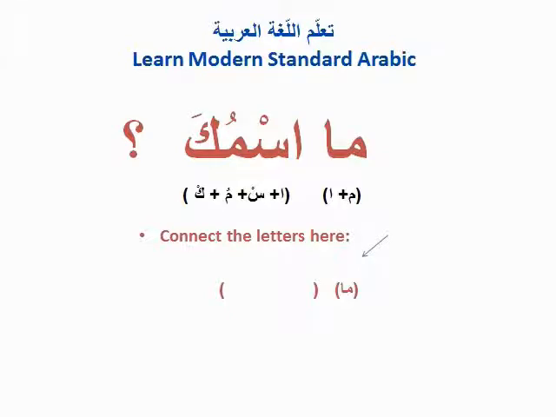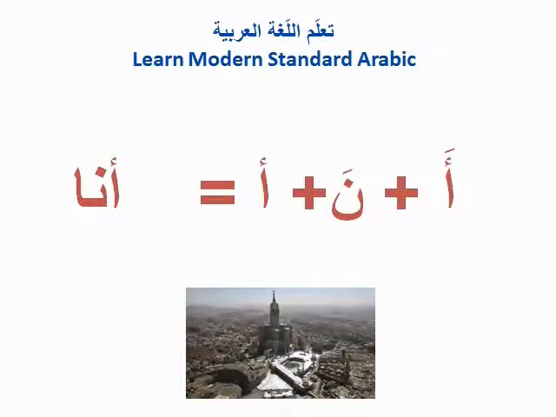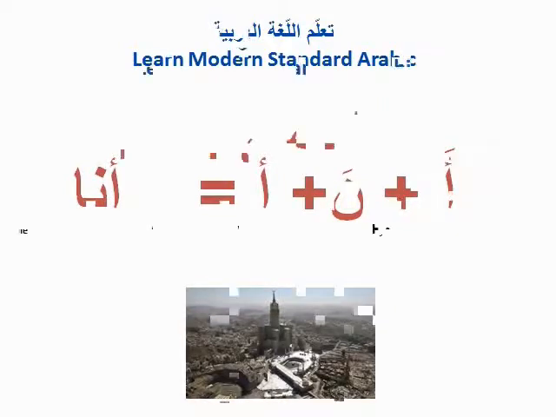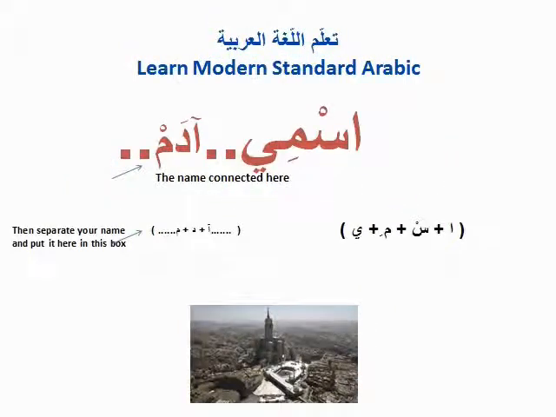For example, here, ما اسمك, it is two words. When I answer, I say أنا, أنا اسمي. أنا: ألف with فتحة, plus نون with فتحة, plus ألف, it makes أنا. أنا اسمي, اسمي آدم, أنا اسمي آدم. And this is the way, inshallah, in the classroom, that we will practice how we add the letters to each other to compose good, meaningful words in the Arabic language.